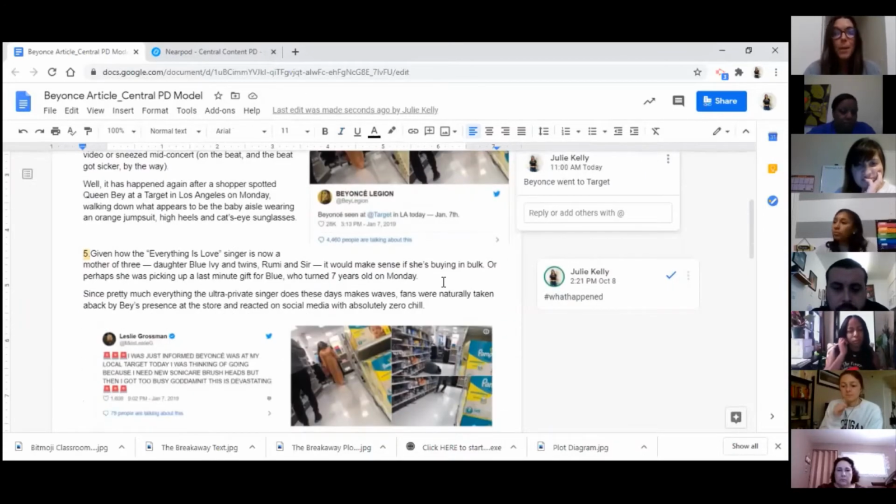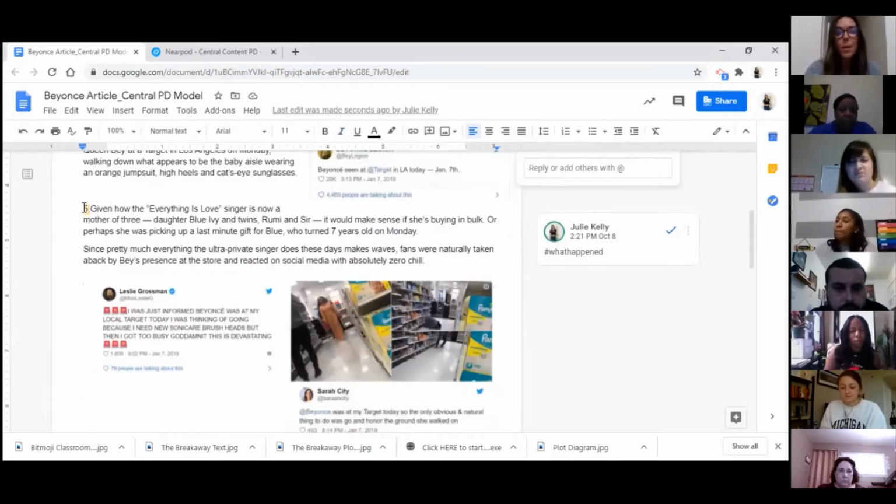Okay, so now what I'm going to ask you to do is independently read paragraphs 5 and 6, and you can also take a look at these 2 tweets here. When you conclude those 2 paragraphs, I'm going to have you put a hashtag on the margin of your document, hashtag what happened. So Beyonce went to Target. Now you're reading paragraphs 5 and 6, and you're going to hashtag what happens.